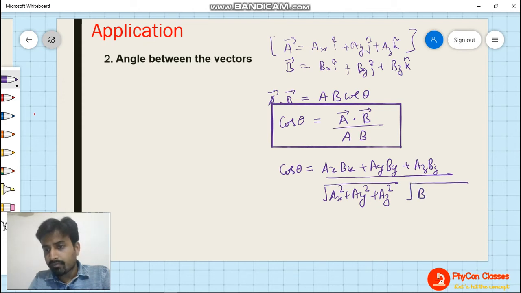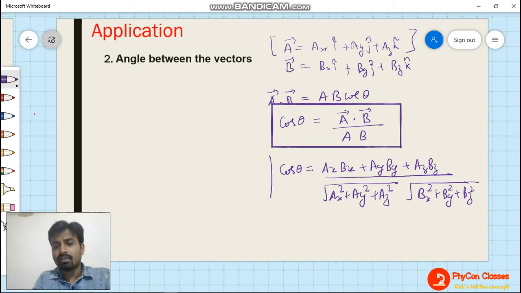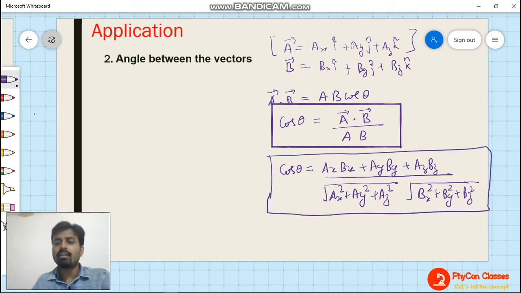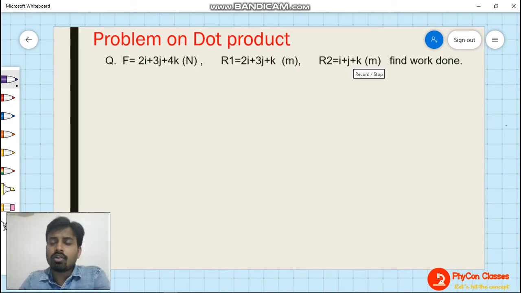Then for the magnitude of b, it is bx square plus by square plus bz square. Clear? So this formula again we can use to find out the angle between two vectors a and b. Clear? Now coming to problems on dot vectors.